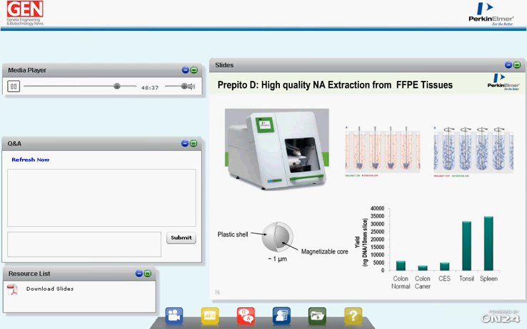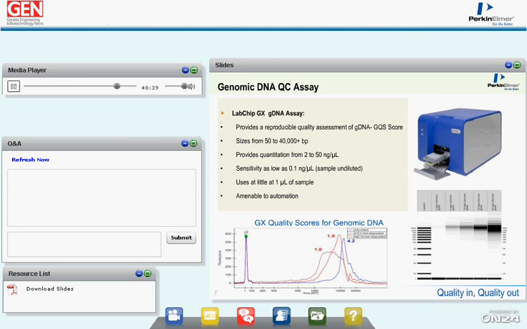The LabChip GX eliminates the need for manual gels completely to assess DNA degradation. The system uses microfluidic electrophoresis to automate and speed up nucleic acid separations. We recently introduced the genomic DNA assay on the LabChip GX platform, which extends the dynamic range of the system up to 50,000 base pairs, making it amenable for assessment of intact nucleic acids.